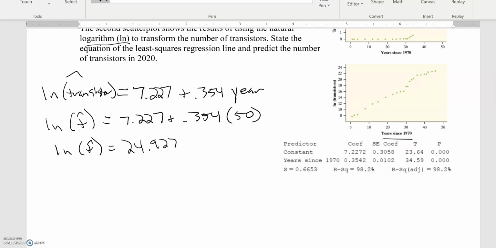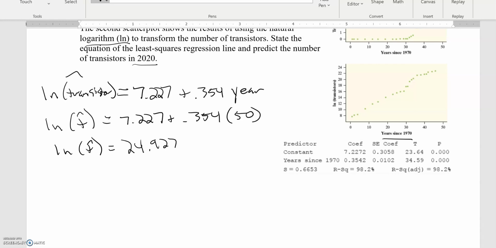Okay, I plugged in the year, I set up the equation. Natural log of transistor hat is, and then just use the coefficients, and that's the linear model. And then I had to plug in the year, but notice that the variable is years since 1970, and we want 2020. So you had to plug in 50, because that would be the years since 1970 for the year 2020. When you work that out, you get this.